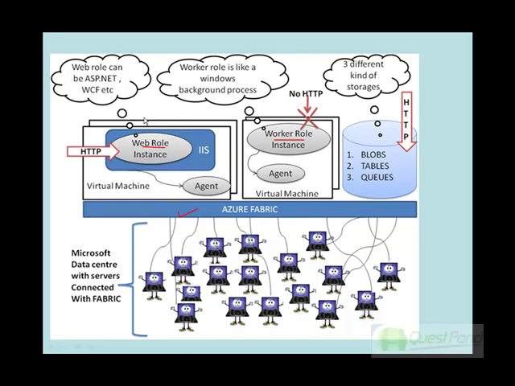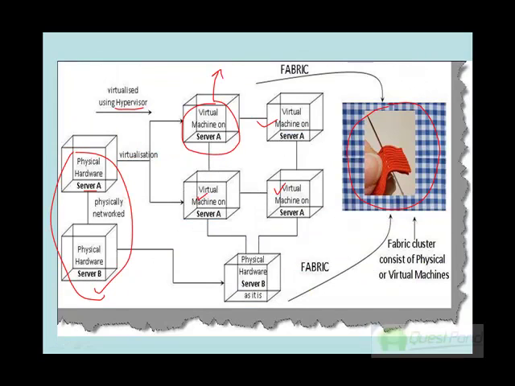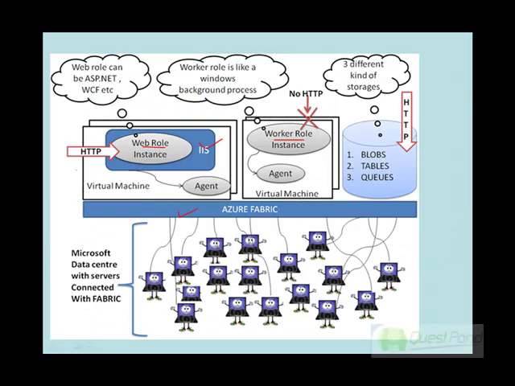Now the web role runs under the IIS instance. In other words, you have a virtual machine, and inside the virtual machine you will be allocated IIS, and inside the IIS your application, your web role, will run. So this whole thing is a virtual machine. Inside the virtual machine you have an IIS instance, and inside the IIS instance your web role will run.